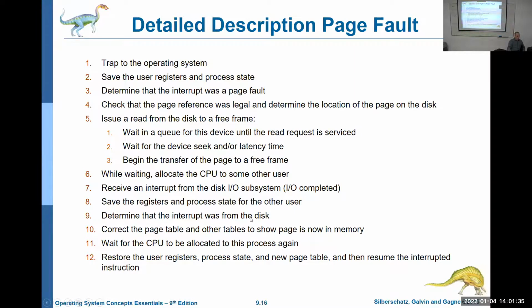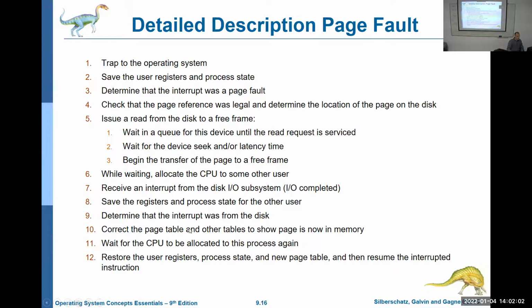Determine that the interrupt was from disk. Okay, so we got this interrupt, but we don't know what it was actually yet. We just know the interrupt just says operating system stop. And then you've got to look at a table and see which blinking light is on. Exactly how that works is an interrupt table. We're not going to discuss it. But you're going to have to determine which interrupt it was. In fact, it was one from the disk.